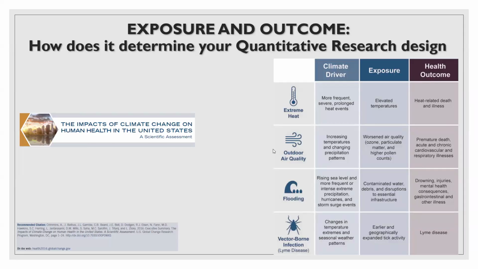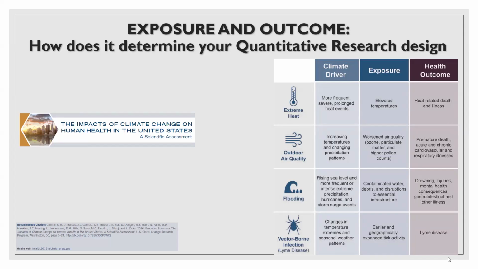In the first one, which is extreme heat, what was the exposure? Elevated temperatures. What was the health outcome? Heat-related death and illness. For outdoor air quality, what was the exposure? Worsened air quality, ozone, particulate matter, and higher pollen counts. What was the health outcome? Premature death, acute and chronic cardiovascular and respiratory illness.